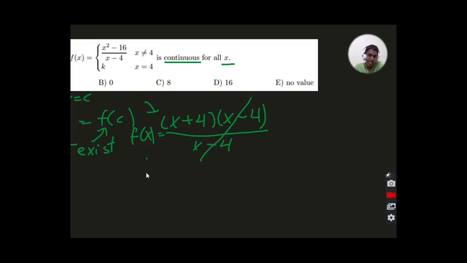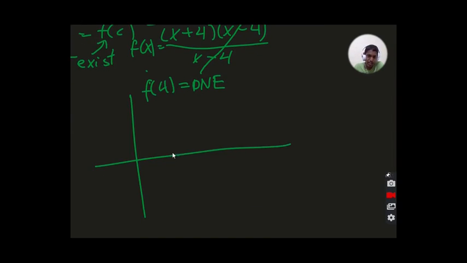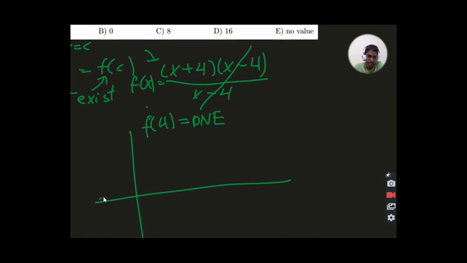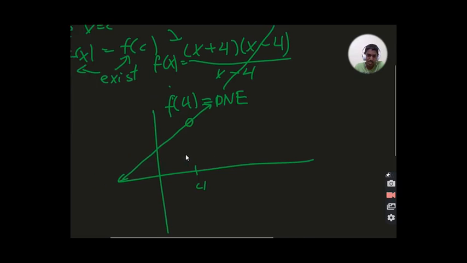So what does that mean? f of 4 doesn't actually exist. But if we were to graph this, you'll find that it's going to be like a line. It's going to look like x plus 4, and it is pretty much x plus 4, except at x equals 4, where there will be a hole right there. That's the word for it. So a hole, because the limit exists at x equals 4, but f of 4 does not actually exist.